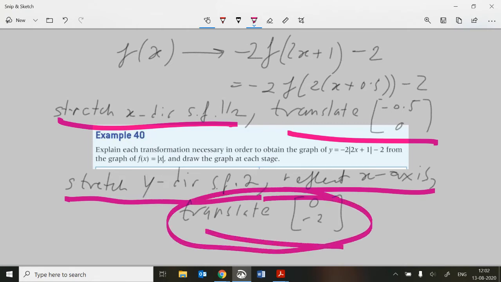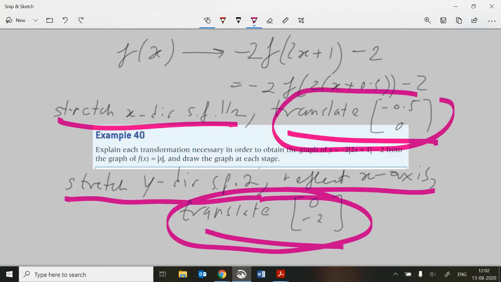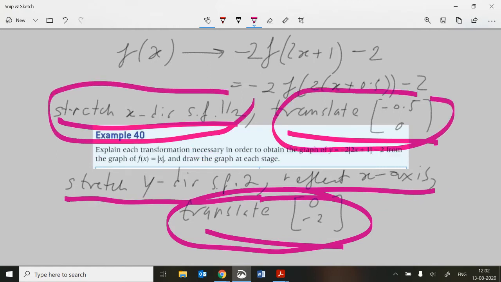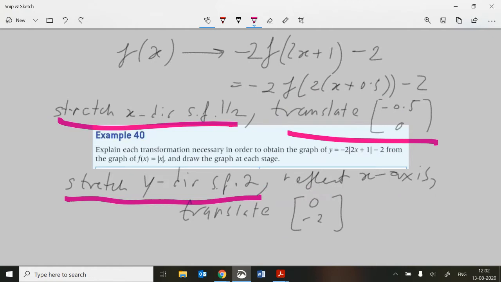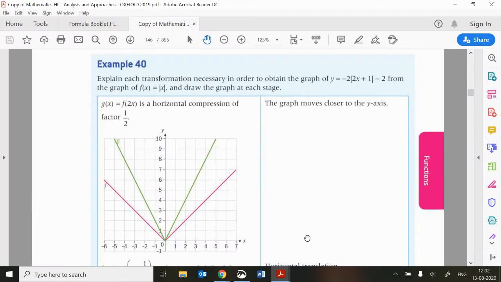As long as the translate comes after these two things, and as long as this translate comes after this, it doesn't really matter which order we do these things in. But I guess it's nice to do all of the x's first, and then all the y's, or vice versa. Okay, so we can have a look at how they've done this one here as well.